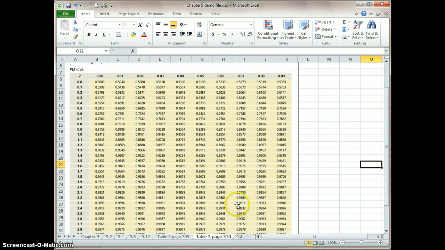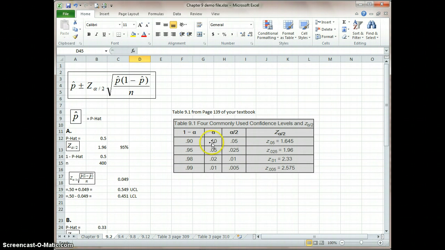So 0.025 from 1.00 actually is this, 0.975, and if you go over here you get to 1.9, and then you go up here to 0.06, which is where you get that 1.96 for the confidence interval. Again, I pretty much recommend that you use this, but you can get to the same number using the table.